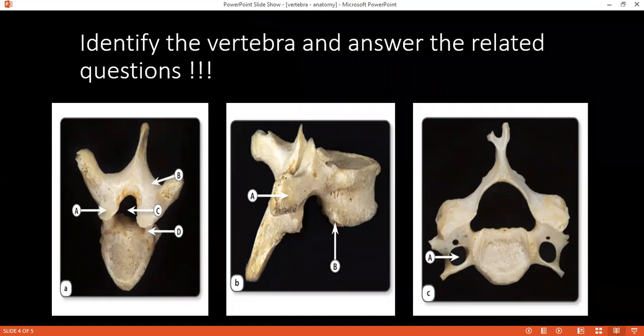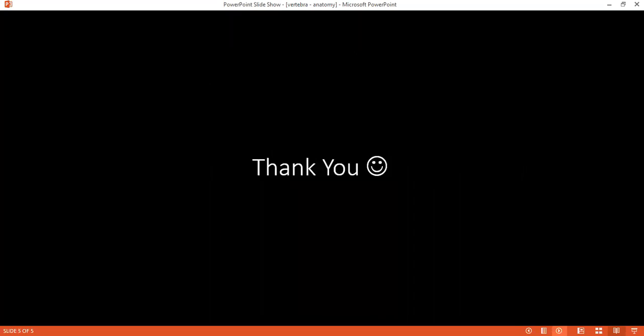Okay, last question. There are 7 cervical vertebrae, but how many spinal nerves emerge from them? Yes, ma'am. There are 7 cervical vertebrae and 8 cervical nerves. So the first nerve passes above the atlas. Okay, and the last one? The C8 nerve passes below C7. Very good. Excellent.